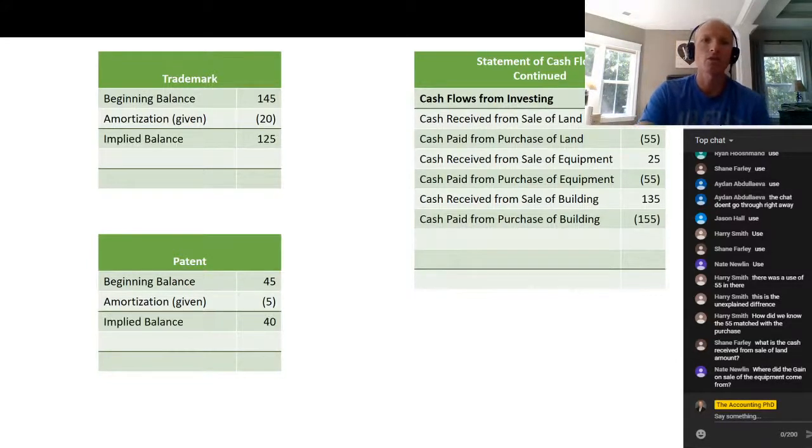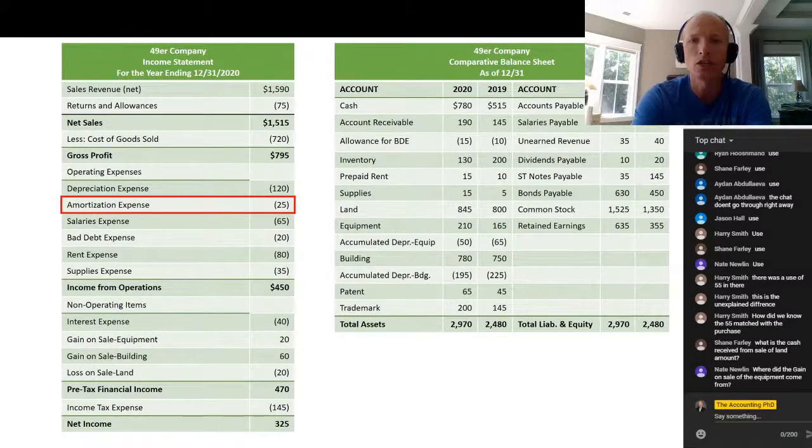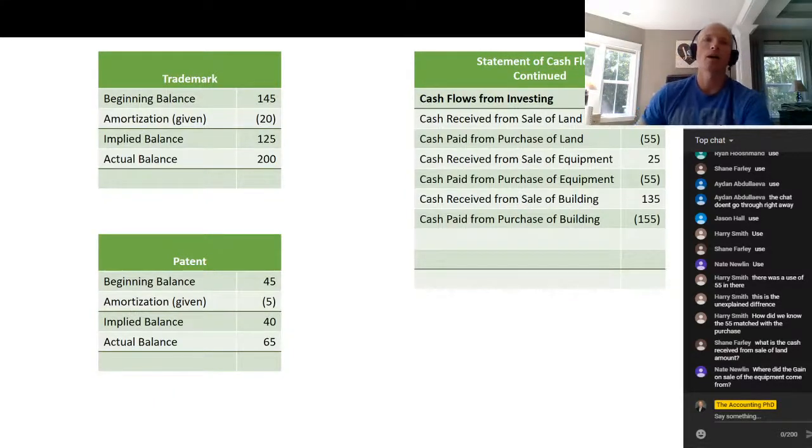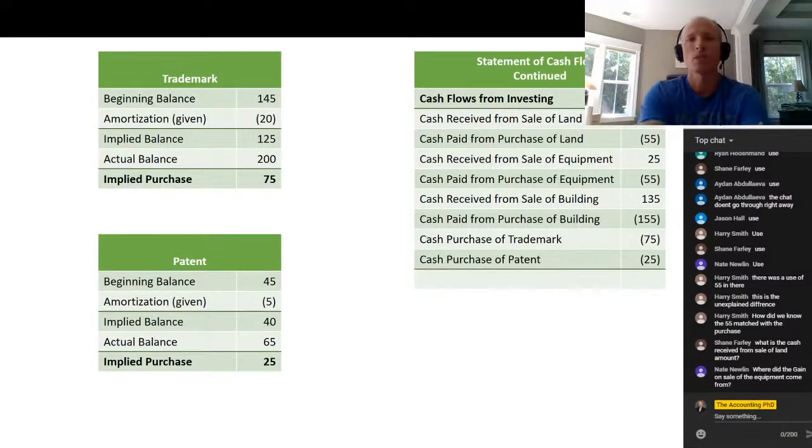From this information, the balance in the trademark account ought to be $125 and the balance in the patent account ought to be $40. If we go back, you can see that the patent balance is $65 and the trademark balance is $200. And so those are not the implied balances. Again, we have a difference between the implied balance and the actual balance, and the thing that would explain that difference is a purchase. And so there's a purchase of a trademark for 75 and a purchase of a patent for 25.